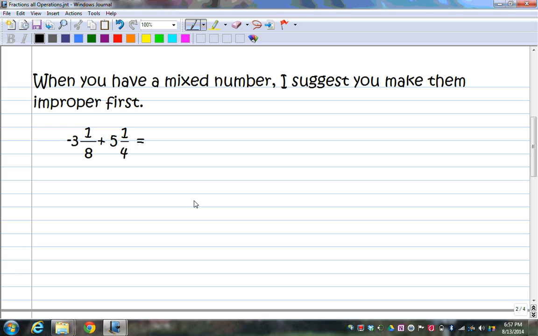Now, notice that this first one is negative. Uh-oh, that really throws things off, doesn't it? No, not really. This is what you want to do. You don't have to write this down. Ignore the negative for now, okay? The directions here say make them improper. So I'm going to pretend that negative isn't there. I'm kind of covering it with my finger, even though you can't see my finger there. And then I'm going to make this improper.